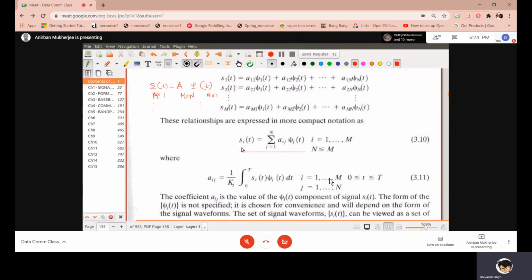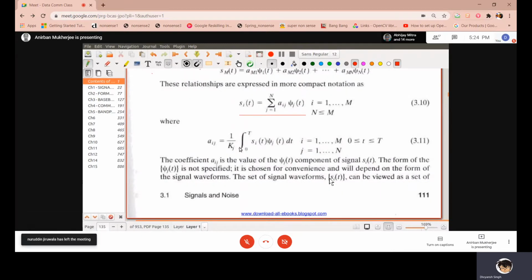If I multiply s i(t) with psi k(t) on both sides, you will find that only when j equals k do you have a value. So it will be a ik, however you have represented it. You will get some constant over here, and you just integrate with psi k(t), dt from 0 to T. That means I do the integration of s i(t) psi k(t) dt.